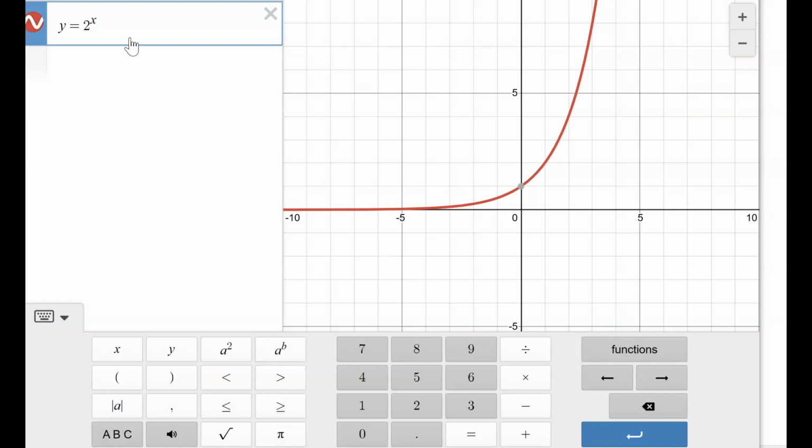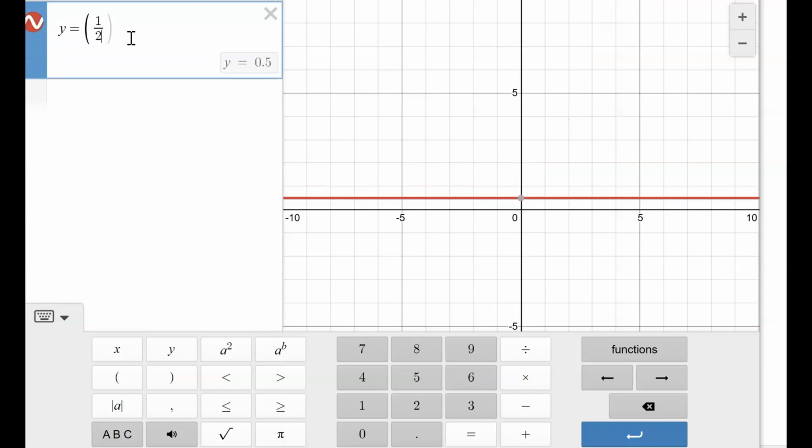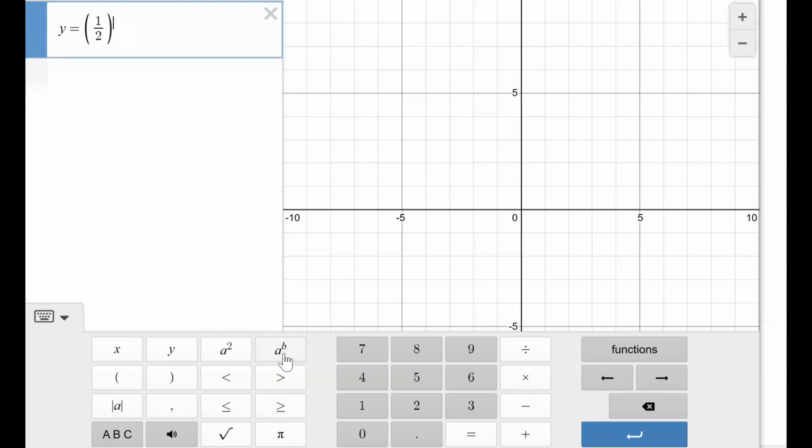And actually, while I'm here, I'll just go ahead and put in the next one. So 1/2, or you could do 1.5. It's really nicely formatted. And then click on the a to b button, raise to the x power, and then we get this exponential decay here. And so that's what your graph should look like.